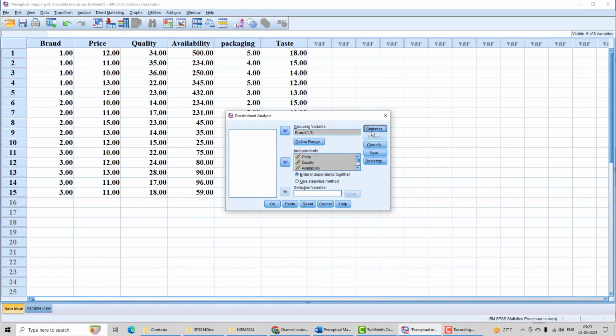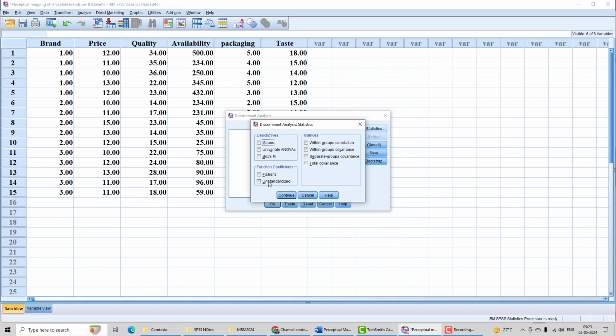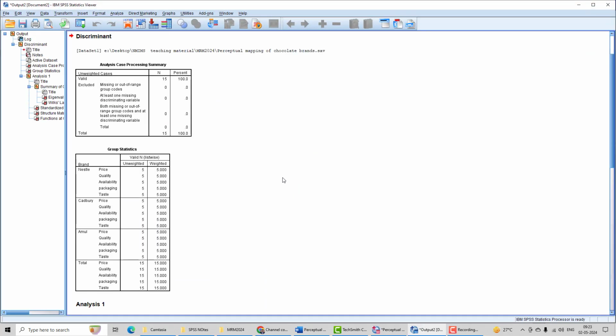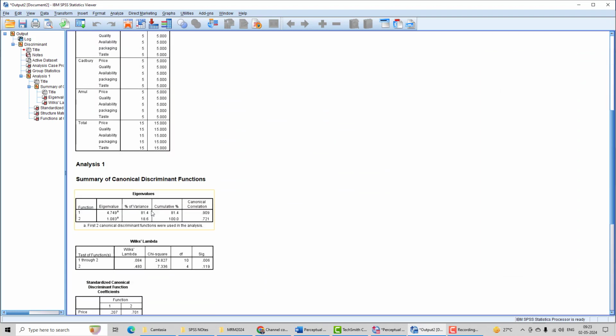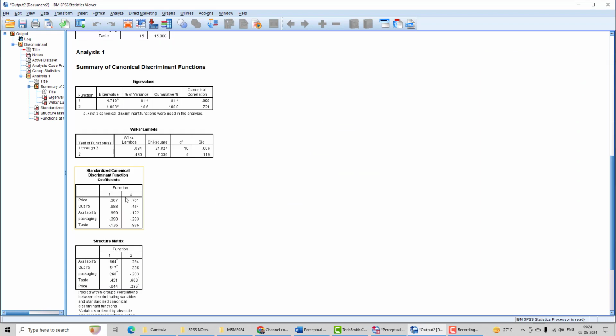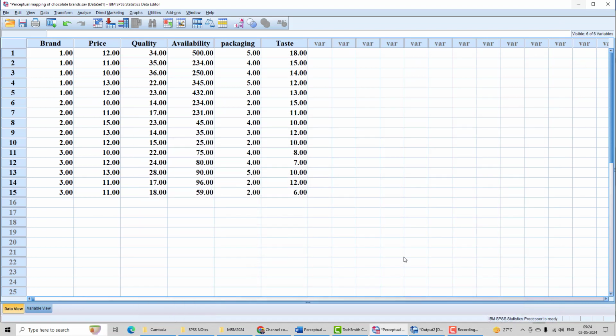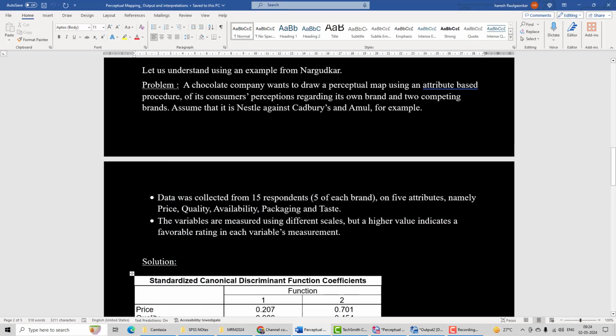In statistics you can go for unstandardized, but actually we are going to go for only standardized, so I don't want to go for it, right? All this is okay, and we just go for our output. And you can see here we get the group statistics. We get this standardized canonical discriminant coefficients, which is what we are going to use, and we are going to use these functions at group centroid. So these two tables we have already taken to the Word doc. So let me take you to the Word doc.